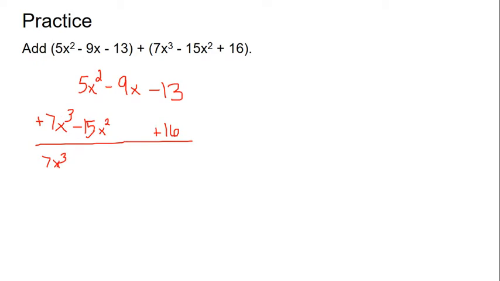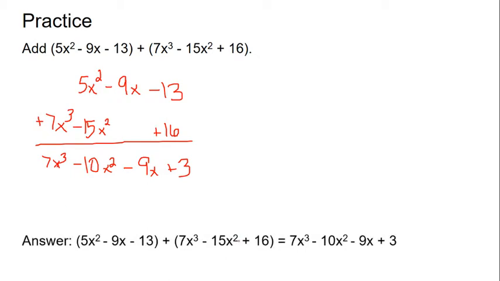5x squared plus a negative 15x squared gives us a negative 10x squared. Then we have a minus 9x plus there is no x term on the bottom, so we just end up with that minus 9x. And then we have our constants, negative 13 plus 16 gives us a positive 3. So you should have ended up with 7x cubed minus 10x squared minus 9x plus 3. Alright, so that is how you add polynomials in two different ways. You can do whichever one is more comfortable to you.